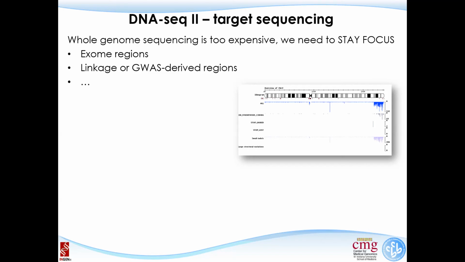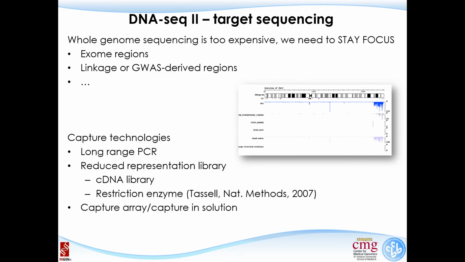But it sounds simple, okay? How do we do that? We have the DNA, and we cannot just pick out what are the exon parts of it. We need some technology to do that. There are several different technologies, which include long-range PCR, and this is only for a small part of the capture. If you're only interested in certain regions, you can do that.